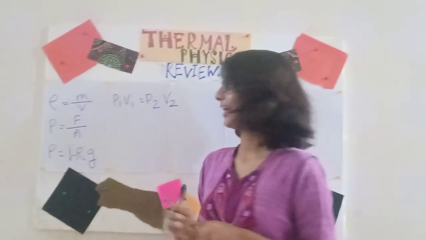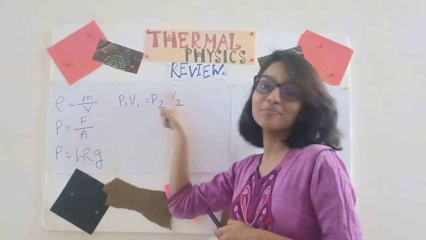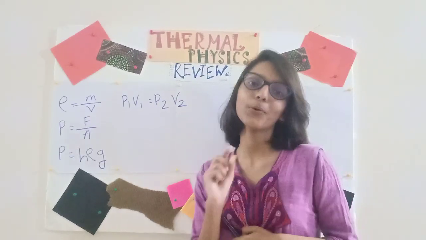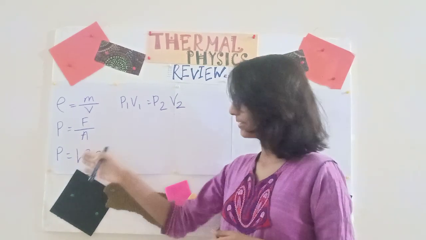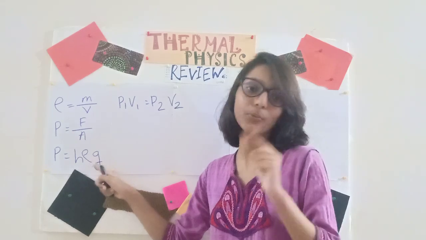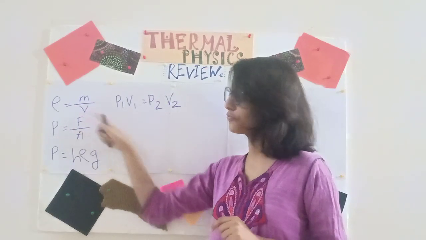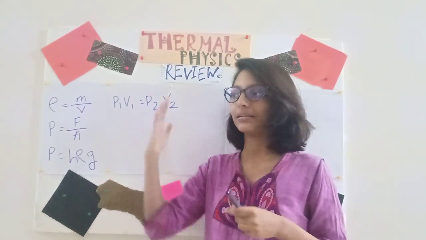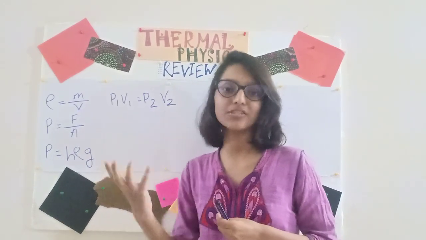What did I say? This is a part of the gas law. P1 V1 equals P2 V2 is a gas law, which means this equation of pressure is only applicable for gases. For liquids, P equals h rho g is the equation applicable for pressure in liquid. For solids, pressure equals force by area is applicable for pressure in solids. So we must differentiate pressure in different states of matter.